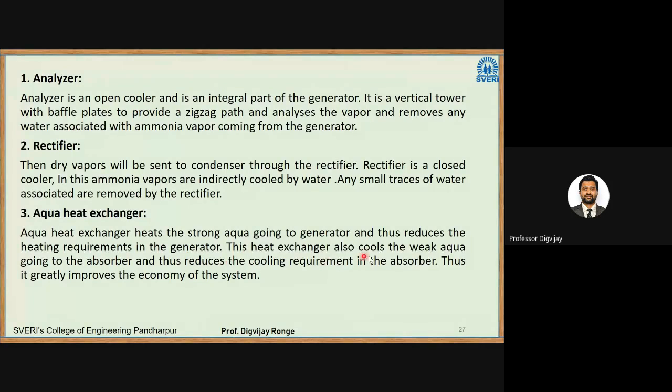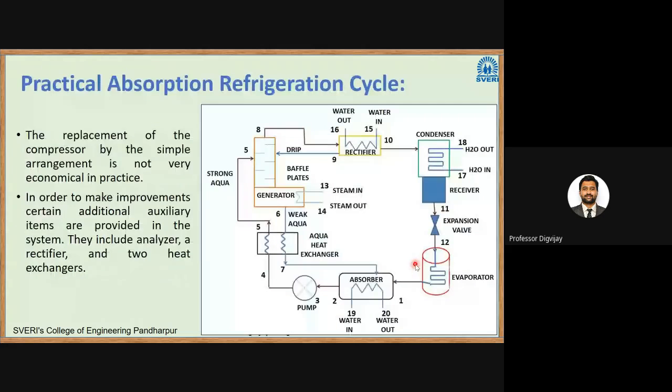This heat exchanger also cools the weak aqua going to the absorber and thus reduces the cooling requirement in the absorber. So what it is saying is that whatever solution is coming here, from 4 to 5, should be preheated, and whatever solution is going to the absorber should be pre-cooled. What you see here, 6 to 7, is pre-cooling. This preheating and pre-cooling is achieved with the help of a heat exchanger.